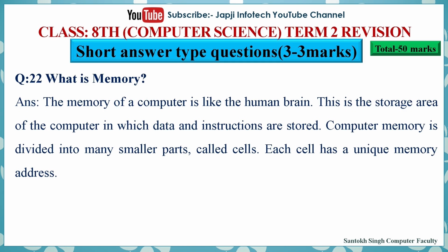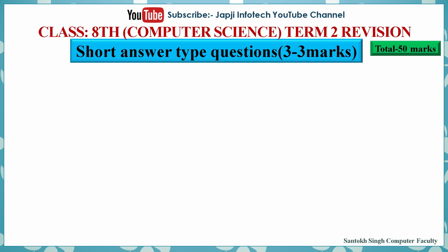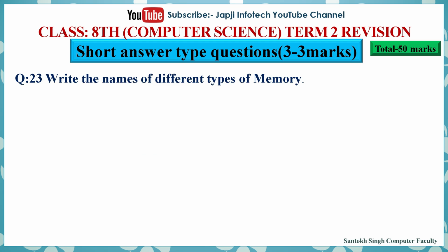The memory of a computer is like the human brain. This is a storage area of the computer in which data and instructions are stored. Computer memory is divided into many smaller parts called cells. Each cell has a unique memory address. And 23rd question is, write the name of different types of memory.